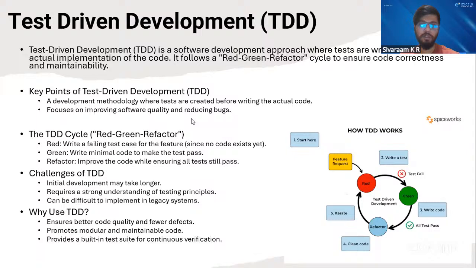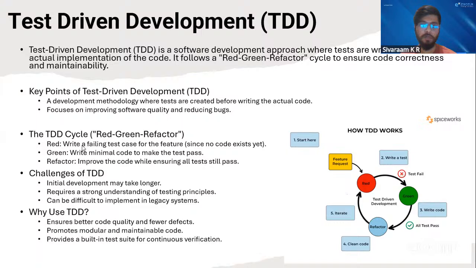Once the test cases are written, you'll run those test cases. Since there is no code, here you can see red means the test cases fail for the feature, since no code exists. That means first you'll write the test case and run it. Since there is no code, all the test cases will fail. Once it fails, the next step is green. So what is green? You'll start coding step by step so that you make all the test cases pass.